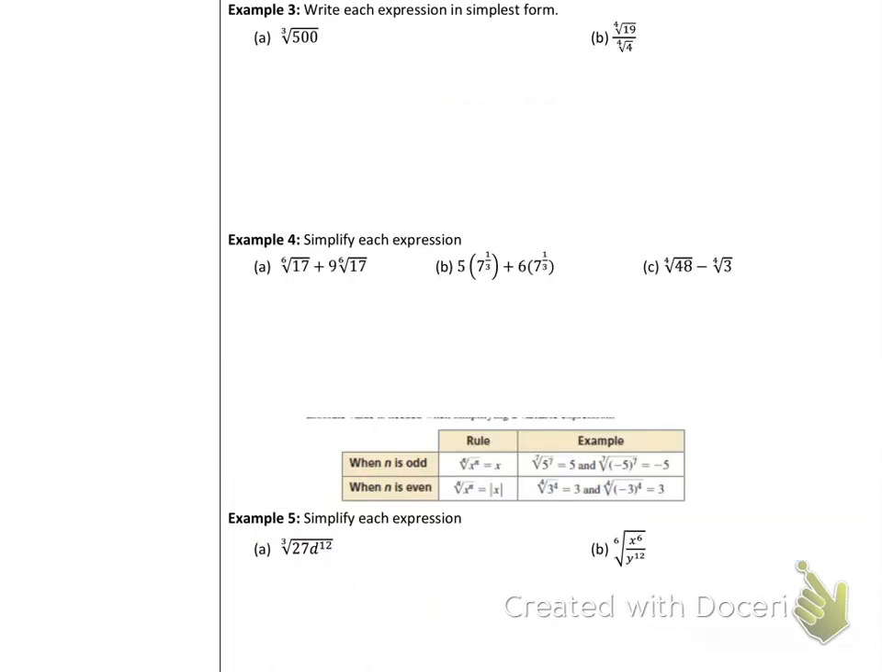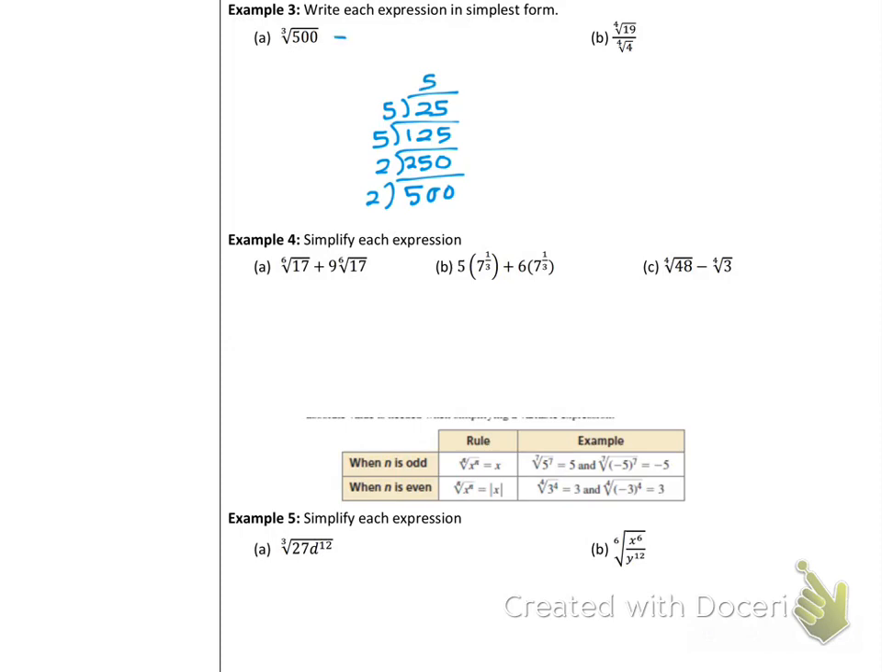In example 3, we're writing each expression in simplest form, and we're essentially doing what we just did. Because it's 500, we need to figure out what goes into 500. Well, I'm going to start by writing it down here so I have space. We'll have 500 is divisible by 2 to get 250, which is divisible by 2 to get 125. Well, that's not divisible by 2 or 3. Yeah, it's divisible by 5. We get 25, which is divisible by 5 to get 5.